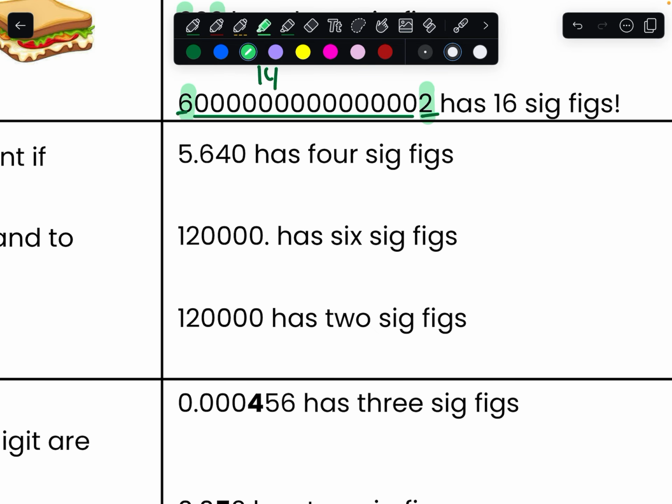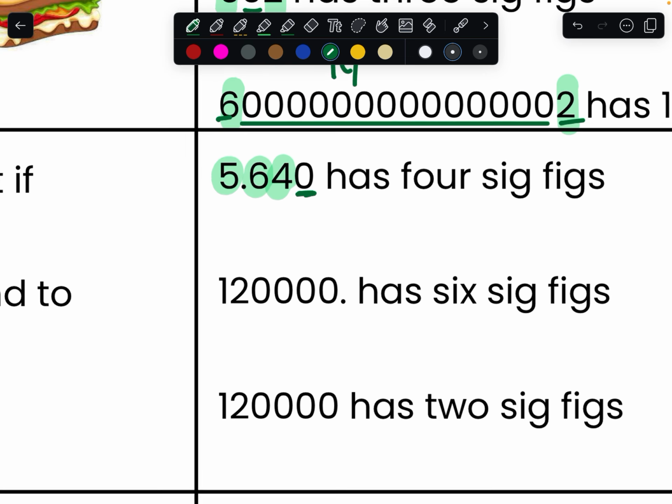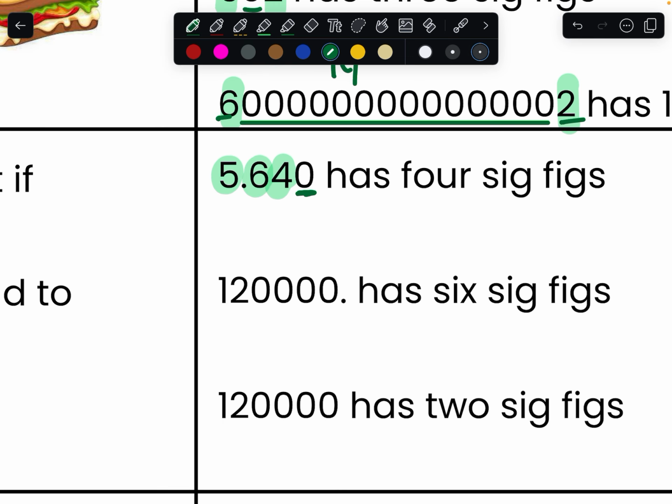What the heck is a right zero? Well, I see that there are 3 sig figs to start this number, 5, 6, and 4. This 0 all the way over here is significant because it's to the right of this decimal point, and it is to the right of this 4. Now it also counts because it's to the right of this 6 as well.